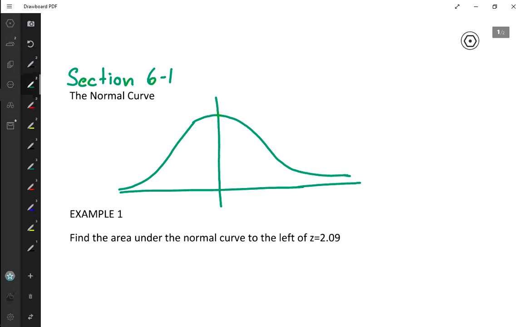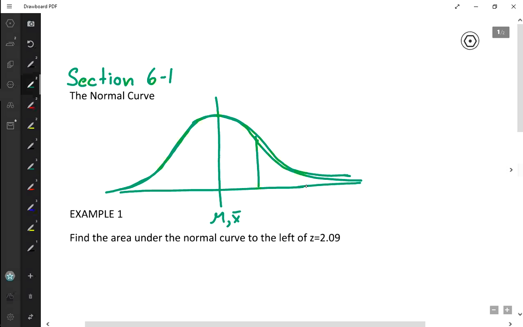And by normal, we mean that it is based off of the standard score, which we have been calling the z-score. The center of any normal distribution is your mean, mu or x bar, depending on if it's a population or a sample. And the normal curve, whether it's spread out or squished in, is all determined by your standard deviation. Your standard deviation dictates how spread out your curve is.